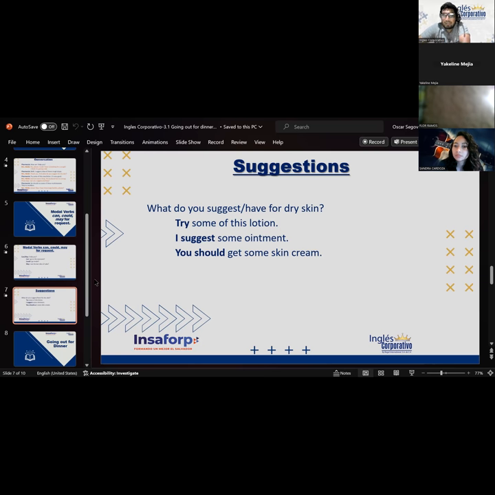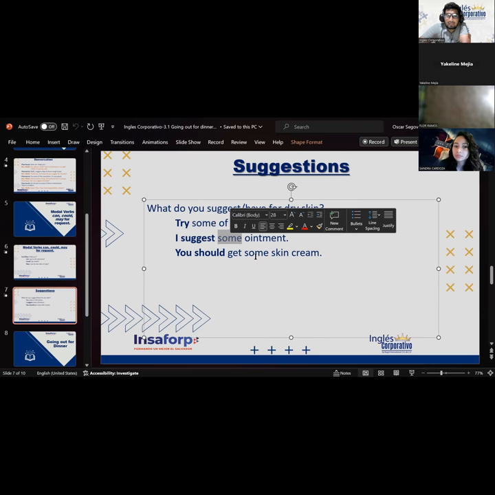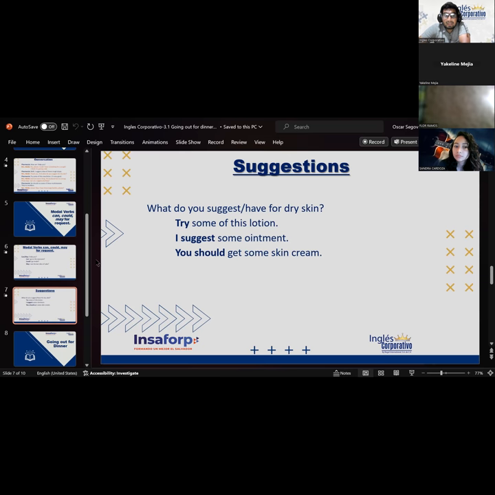O, por ejemplo, este some que tenemos acá, que lo ven ustedes en todas estas sugerencias, suaviza bastante, un montón en realidad, el significado de los verbos en sí. Porque si yo solamente pusiese, try this lotion, eso ya no es una sugerencia. Eso es más un command que una sugerencia. O sea, es más una orden que una sugerencia. Sí. En cambio, si yo digo, try some of this lotion, significa, prueba un poco de esta crema, ¿verdad?